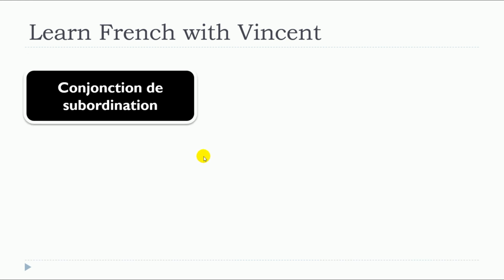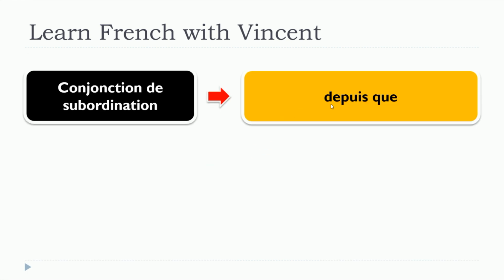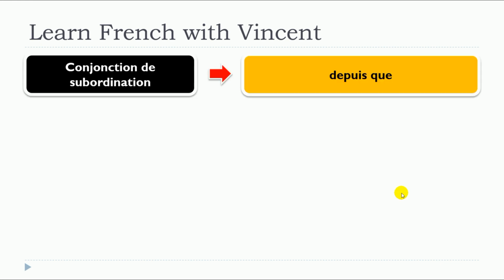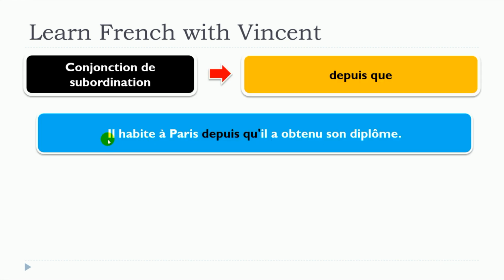So this lesson is about depuis que, and the conjunction depuis que can be translated into various ways in English, including since, ever since, and as. So we will see some examples with depuis que.